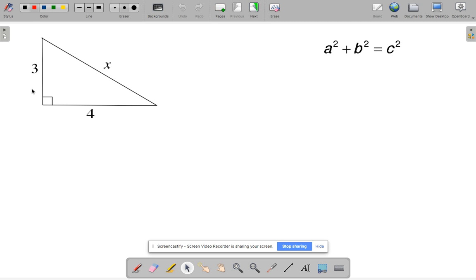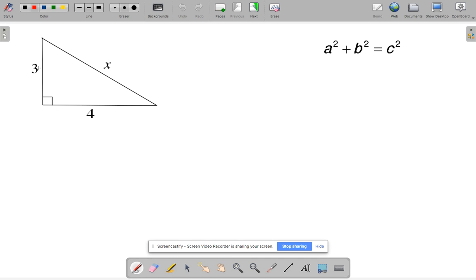So I want to do a very, very quick reminder about how to use Pythagoras' theorem. So this is the equation that I use for Pythagoras' theorem. It only works in a right-angled triangle, and C is always the biggest side, and the biggest side is always opposite the right angle.